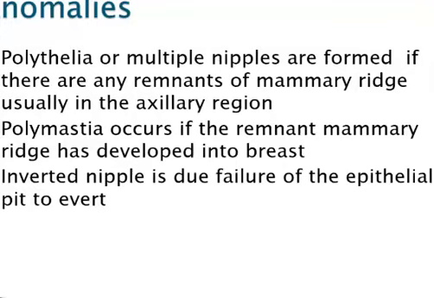Then we have another condition called polymastia, and it is development of a full mammary gland if any remnant of the mammary ridge is present. And there is also one condition called inverted nipple, that is due to failure of the epithelial pit to evert.